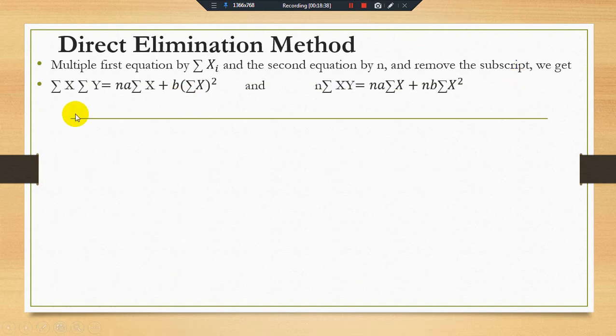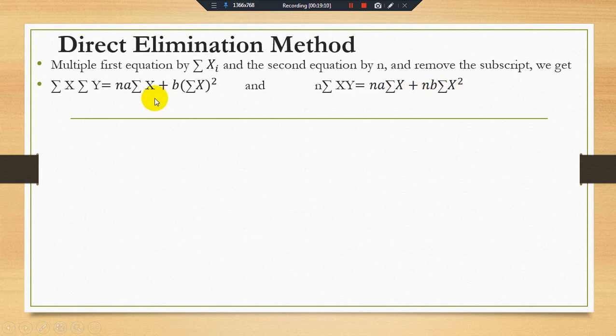Okay, we have multiplied the first equation by summation xi. Before that it is summation y. So here we have summation x, summation y is equal to na summation x plus b summation x square, because we are multiplying by summation x. On the other side, the second equation we are multiplying by n: n summation xy is equal to na summation x plus nb summation x square.